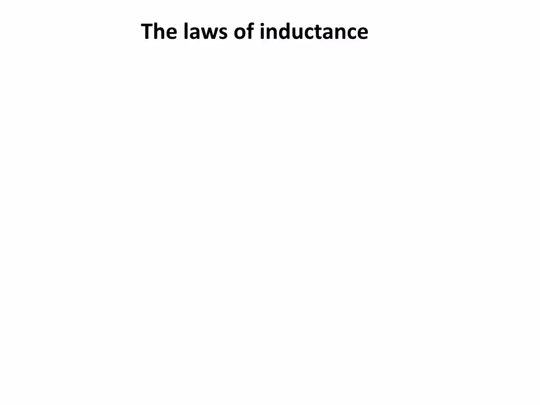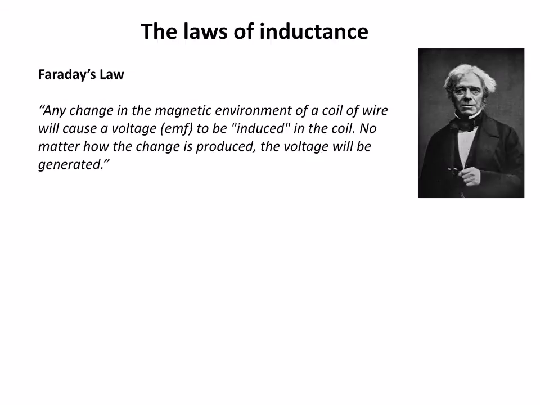Now there are 2 laws of inductance that we're going to look at. The first one is Faraday's law, and he says that any change in the magnetic environment of a coil of wire will cause a voltage, EMF, to be induced in the coil. No matter how the change is produced, the voltage will be generated. So that can be written by a formula that the voltage will be equal to N, which is the number of turns, times the rate of change of magnetic field against the rate of change of time. So the faster we can change that magnetic field, the more voltage will be induced.